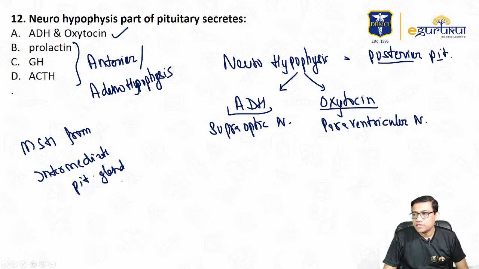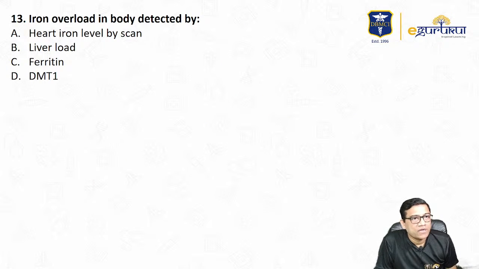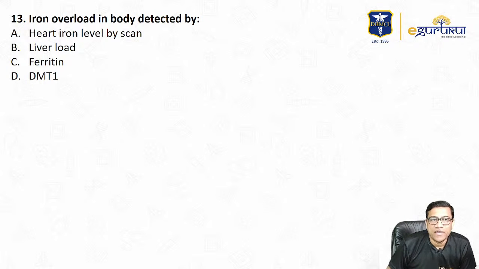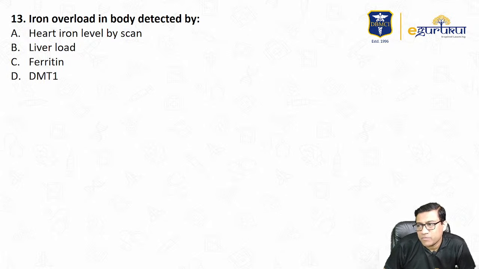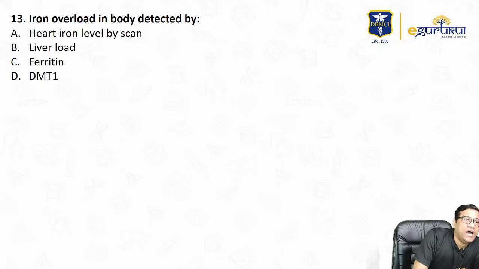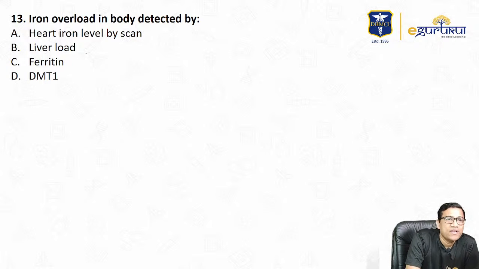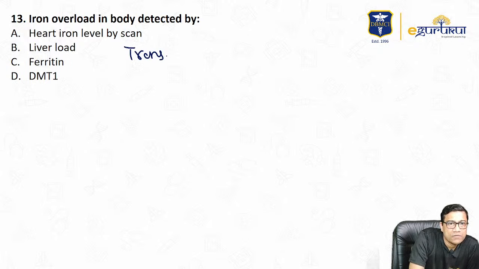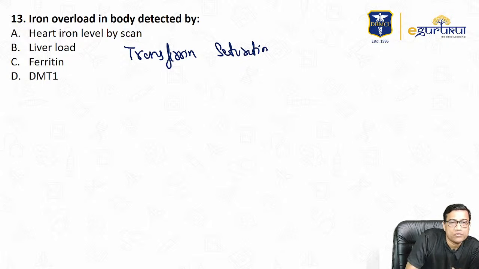So it's from intermediate pituitary gland. Okay. Iron overload in the body is detected by... So again, I will just give an idea. It is given by almost all the methods. Heart iron level scan, yes, it is too invasive. You can do it non-invasively. Okay. Iron liver load, yes. For copper, iron, both are very important. Ferritin, yes. Ferritin saturation also important. Even transferrin saturation. They all are used. Okay.